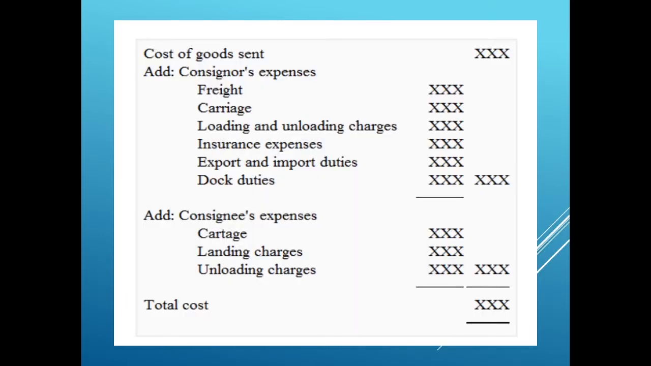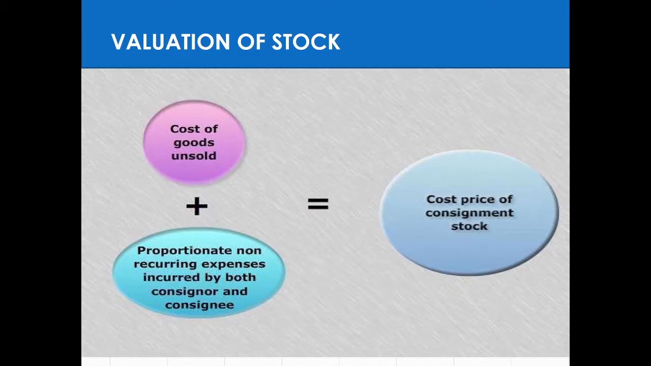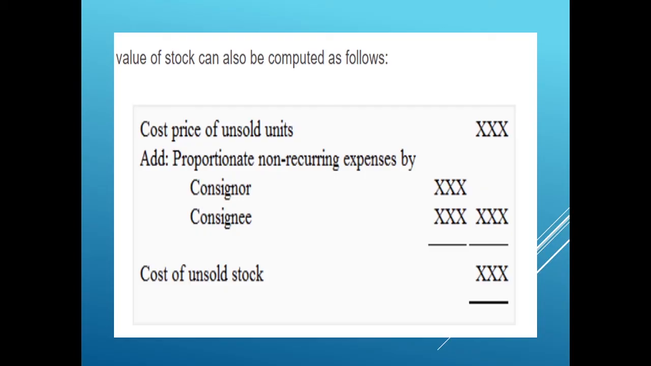Okay. In another method also, we can find the cost of only unsold stock and only the proportionate non-recurring expenses incurred by both consignor and consignee. That is equal to the cost price of consignment stock. That statement I also explained here. So cost price of unsold stock plus proportionate non-recurring expenses by consignor and consignee is equal to the unsold stock value.